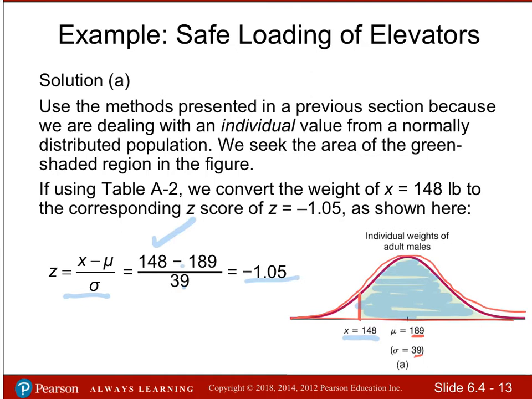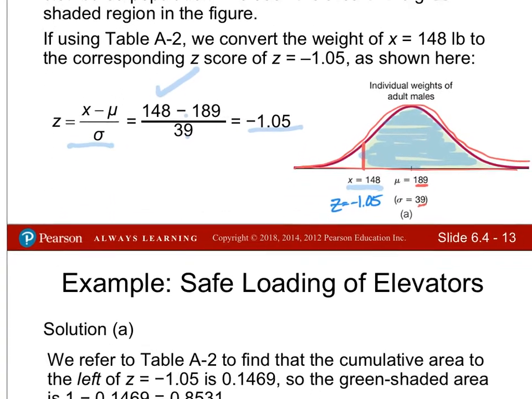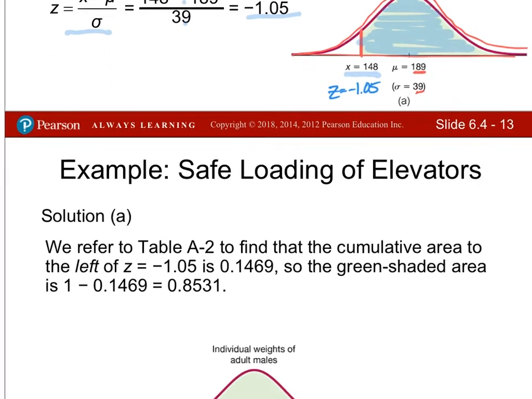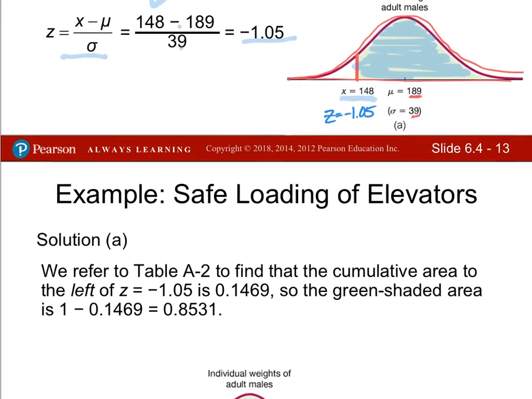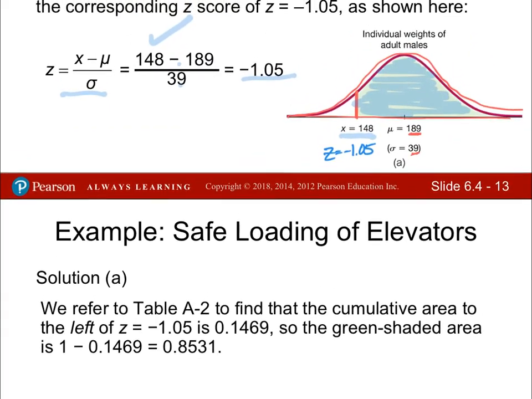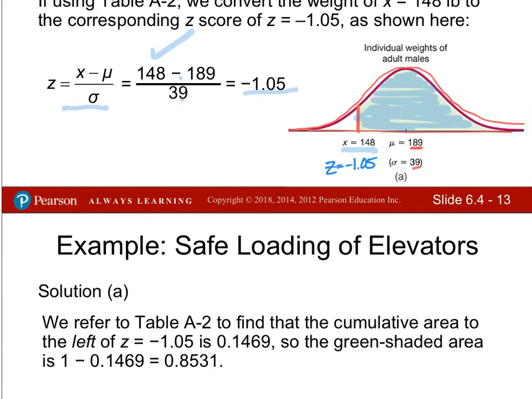Let's use this one. This has a z-score of negative 1.05, okay? So we can then use our table to figure out what the area is. And if we look up on our table, we'll find the area to the left. So I'll pencil this in, right? The area to the left is 0.14689. So that means the area to the right, this area that we want, is 0.8531.